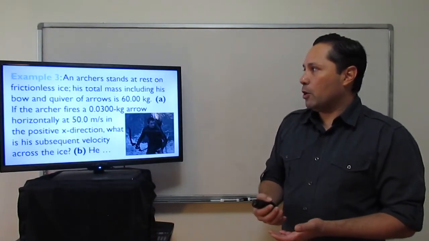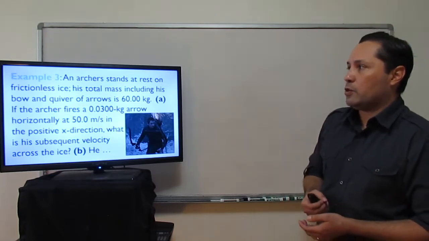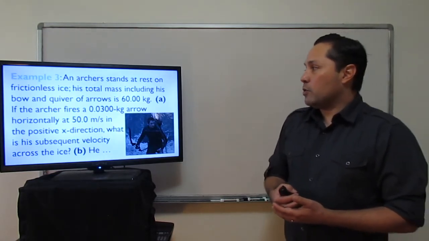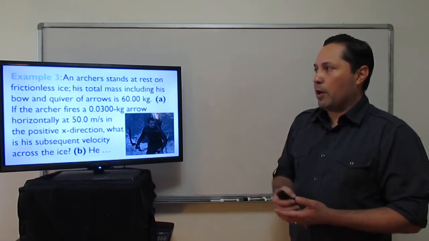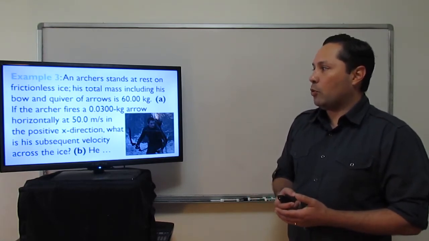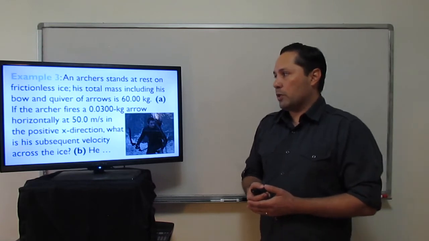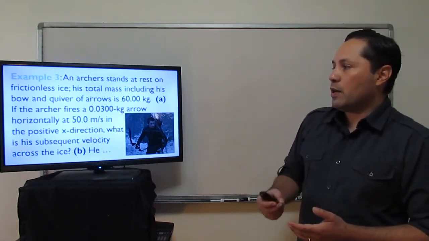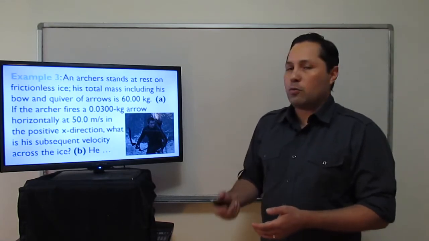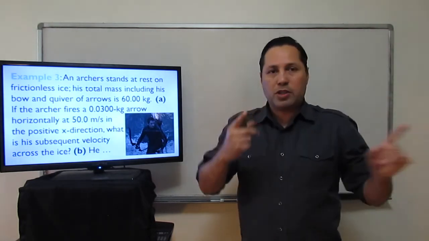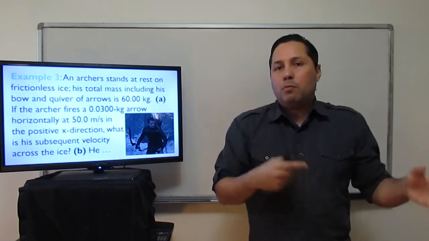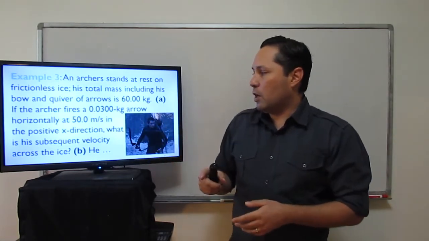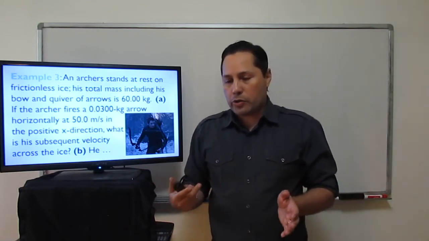Example 3. You have an archer. An archer stands at rest on frictionless ice. His total mass, including his bow and quiver of arrows, is 60 kilograms. For part A, it says if the archer fires a 0.03 kilogram arrow horizontally at 50 meters per second in the positive x direction, what is the subsequent velocity across the ice? Once he launches it, the arrow is going to go in one direction, but the archer is going to go in the opposite direction. So we want to know what is his velocity as he slides across the ice.